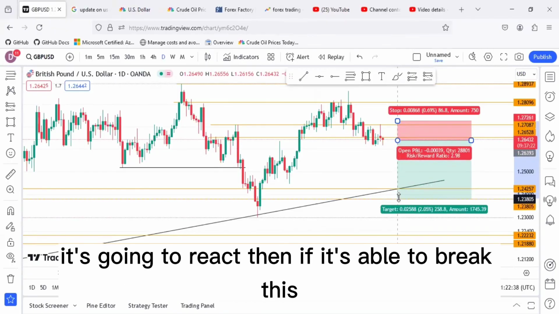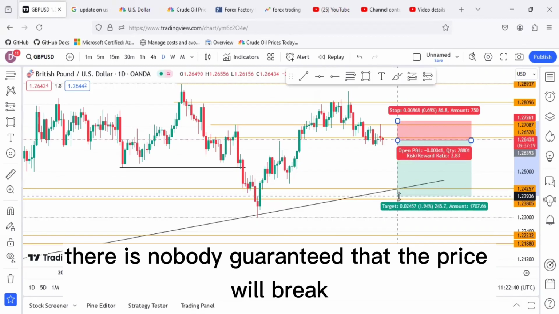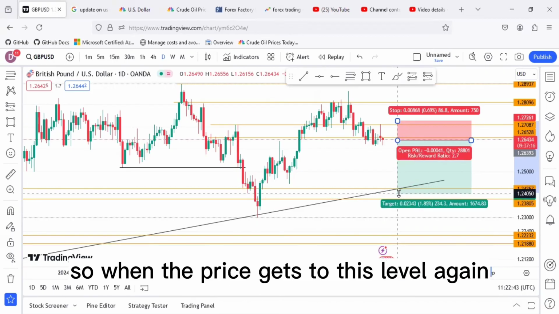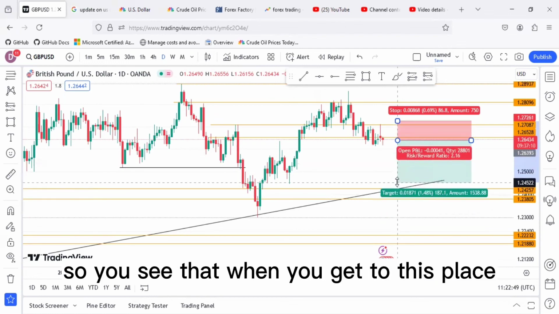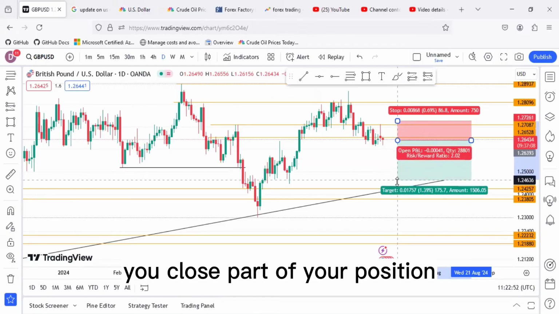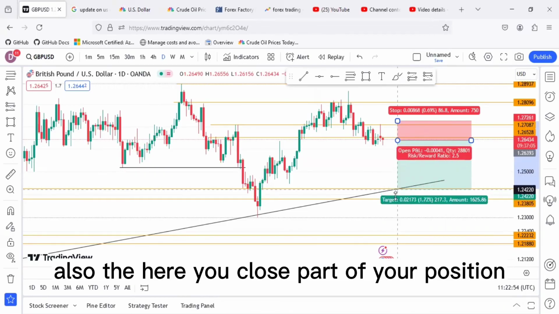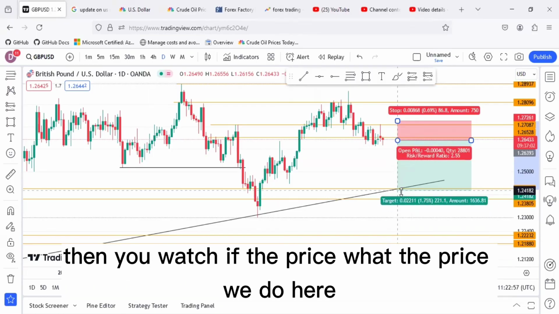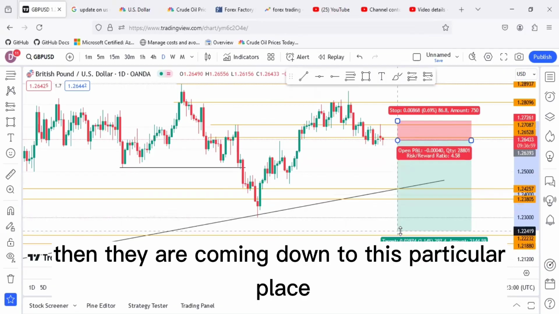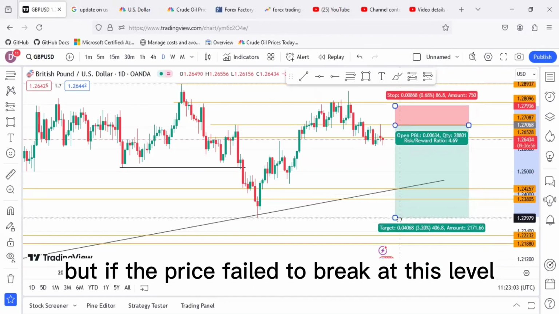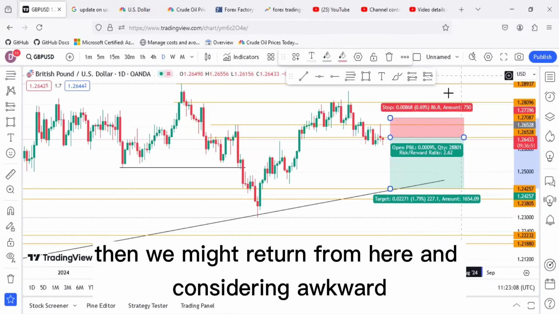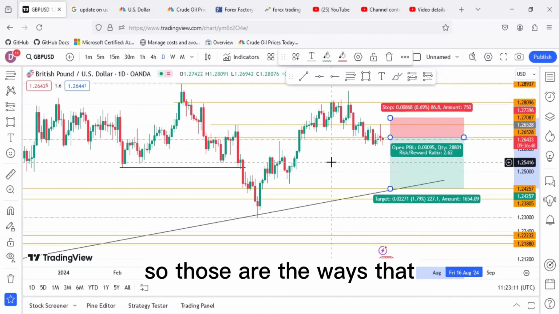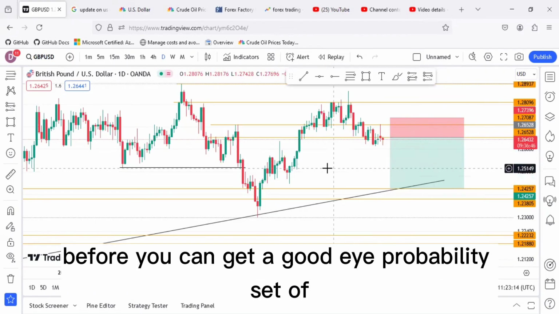Then if it's able to break this, there is no guarantee that the price will break this particular level. So when the price gets to this level again, since there was a level, then you need to watch. When you get to this place, you close part of your position. Also here, you close part of your position. Then you watch what the price will do here. If the price breaks, then we are coming down to this particular place. But if the price fails to break at this level, then we might return from here and continue upward. So those are the things that you need to watch out for before you can get good high probability setups.